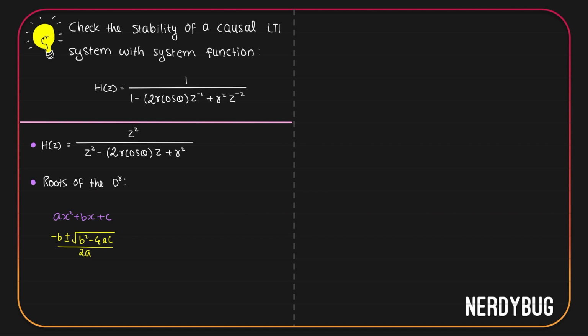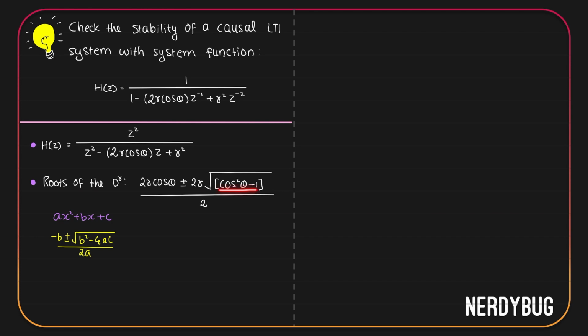Minus b will be minus of minus 2r cos theta, that is 2r cos theta, plus or minus root of b square, which is 4r square cos square theta, minus 4ac, which will become minus 4r square, divided by 2a, which is 2. We have 4r square cos square theta minus 4r square. Let us take 4r square as common. Then this will become 4r square multiplied by cos square theta minus 1. Root of 4r square is 2r. Let us take it out of the root.